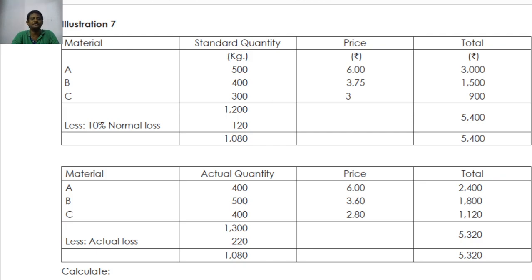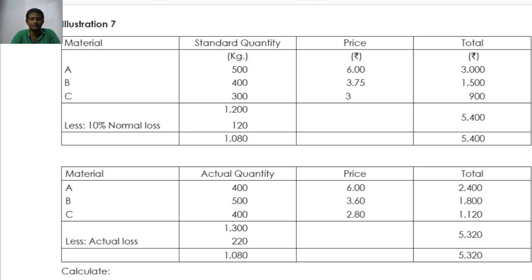So we need not do any further adjustments. When do we need adjustment, sir? If they give actual output in a different manner. For example, instead of 1080, they give 1000. Actual output is 1000 after reducing the loss. Then we have to rework. How to do that, sir? In this problem that is not required. In an upcoming problem, we will work that out.